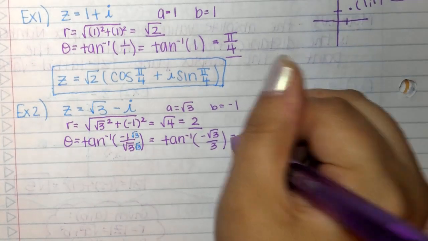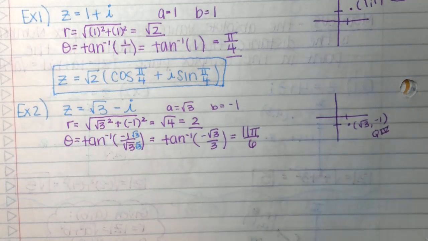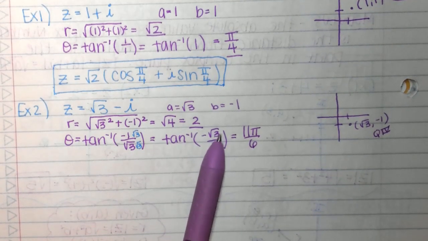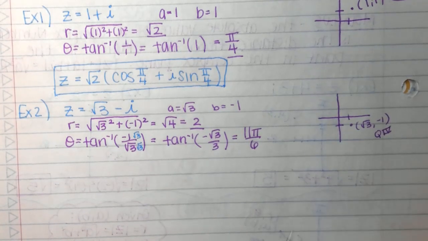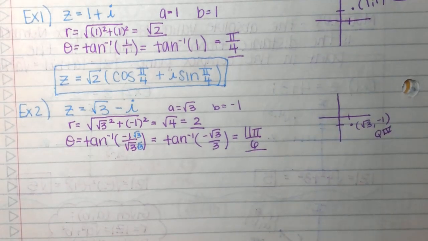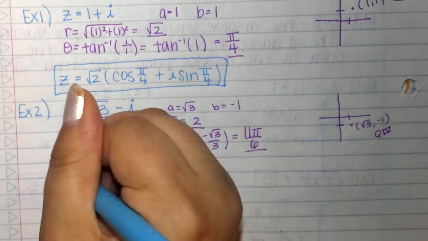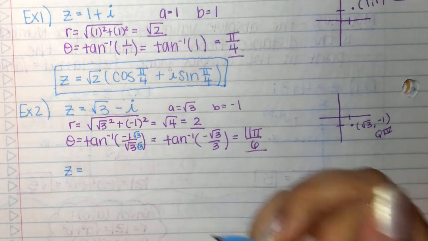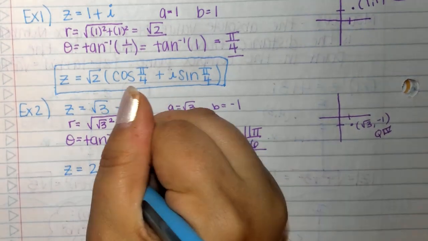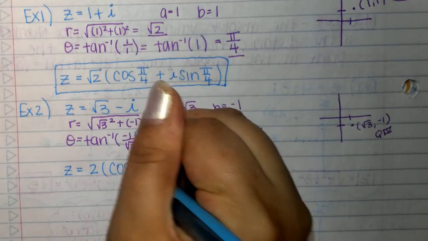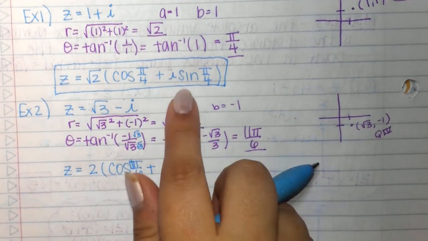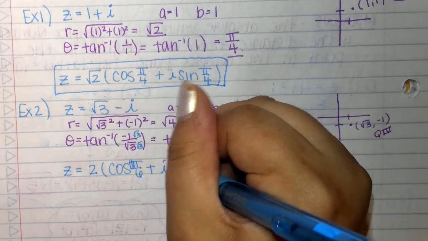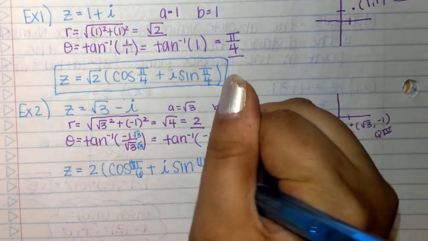It's 11 pi over 6. So the way that I remember this is, do you see how there's 2 3's? What's 3 plus 3? 6. So you know it's going to be over 6, and then figure out what quadrant it's in. So what is my answer? R cis: 2 cosine of 11 pi over 6. Don't forget that I. Did you put the I next to the sine? Sine of 11 pi over 6.